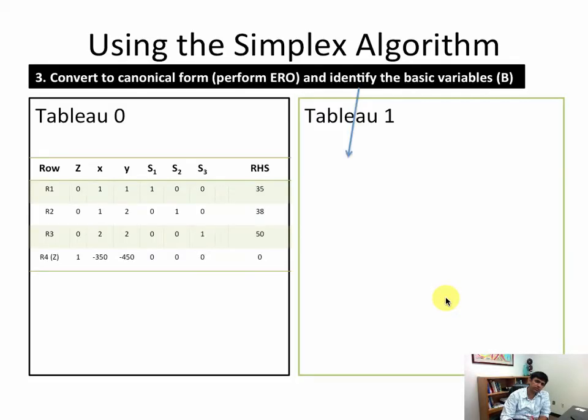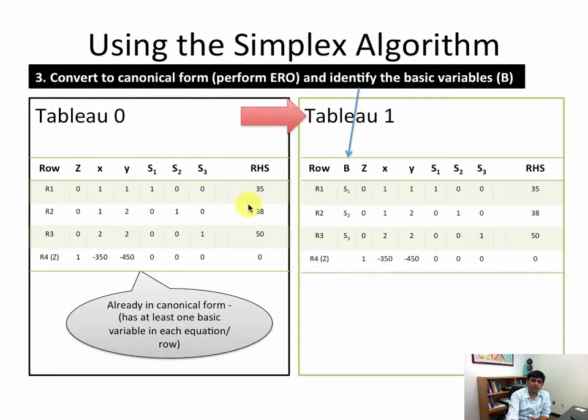So what we see is that in this case it is already in a canonical form because we have z, which has only a value of 1 in its own row. s1 is one basic variable, s2 is the second basic variable, s3 is the third basic variable, and all rows have at least one basic variable.